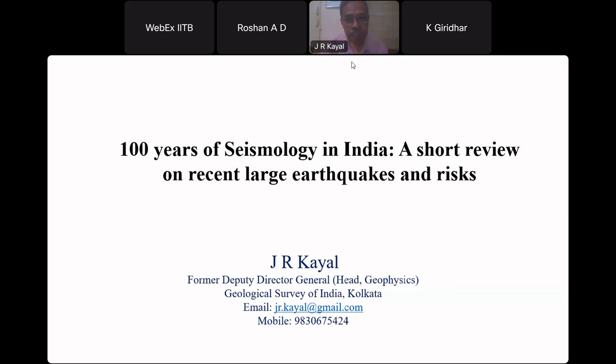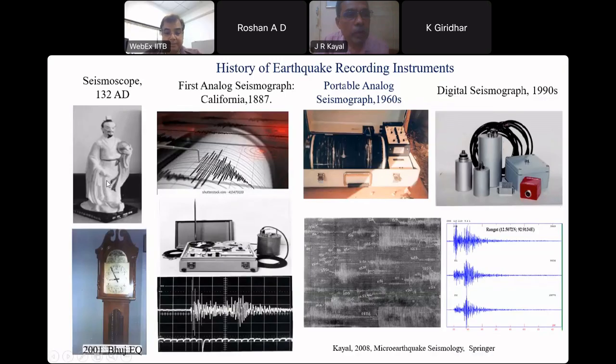Now, if we look at the history of earthquake recording instruments, we see that the first seismoscope was invented by a Chinese seismologist around 132 AD, but it was not recording earthquakes. It was just giving the time and the direction of the earthquake that had occurred.